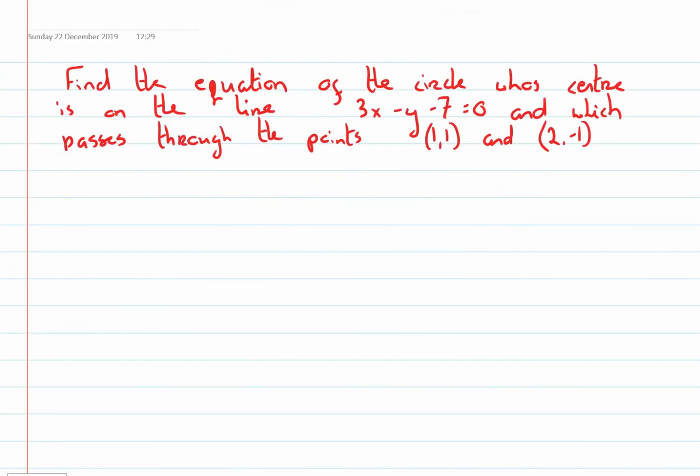Right, last question. Find the equation of the circle whose centre is on the line 3x minus y minus 7 equals 0, and which passes through the points 1, 1 and 2, minus 1. Okay. So, again, sketch yourself.